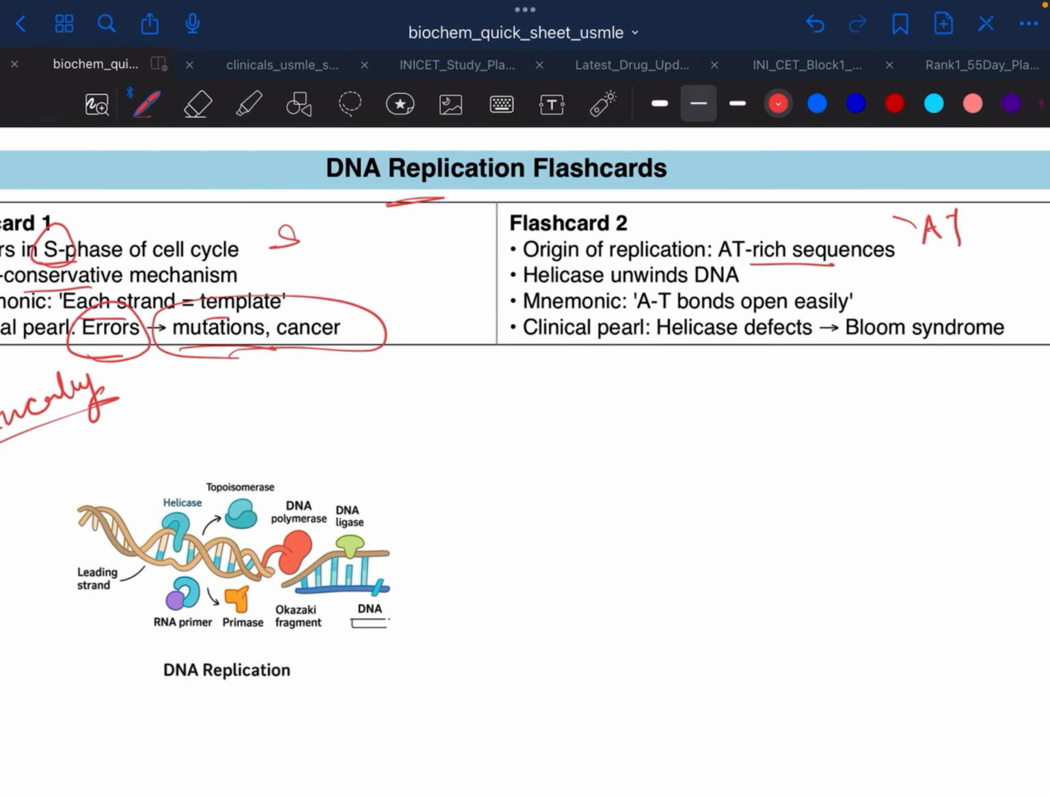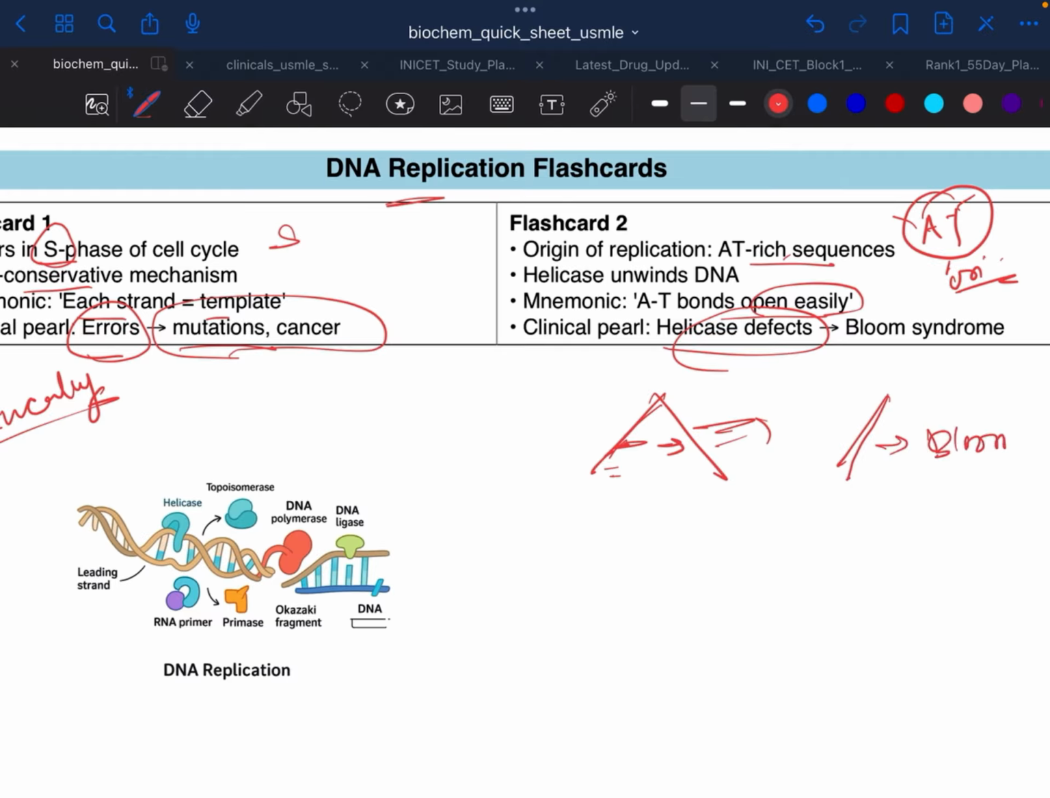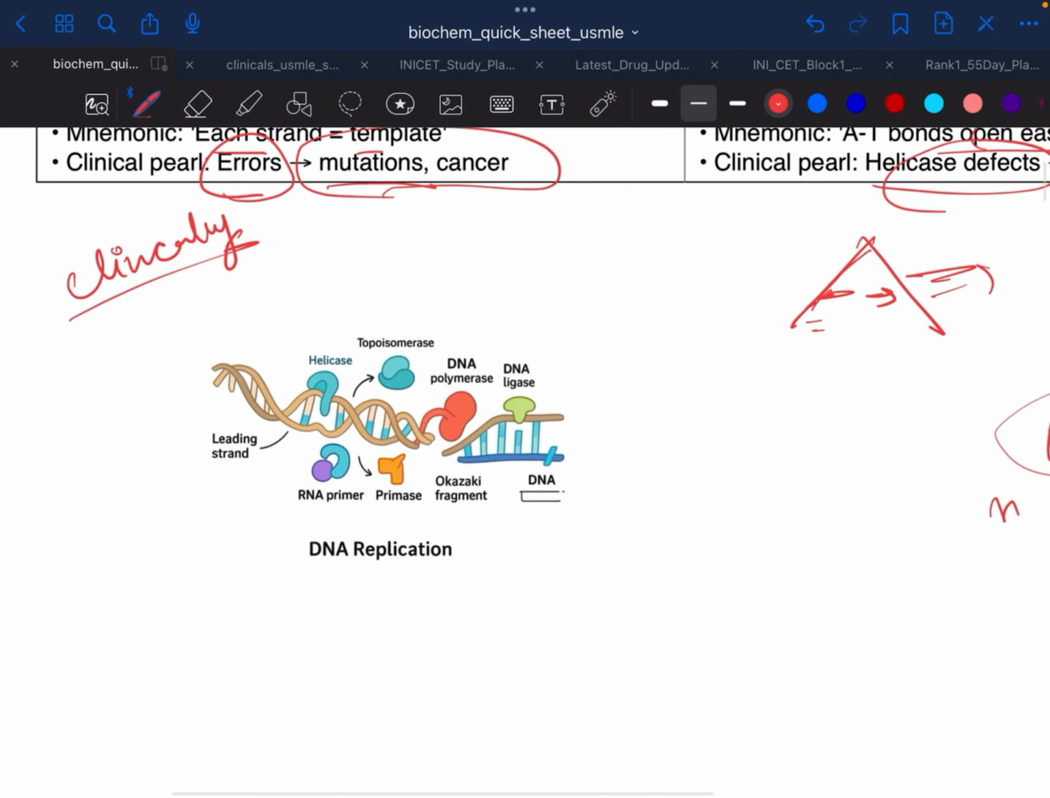Origin is at AT-rich sequences, that is adenine thymine. AT-rich sequences are the origin of replication. Helicase unwinds; it opens the DNA strands for replication. So AT bonds open easily, that's a mnemonic. If there is a helicase defect, the DNA is not going to be opened, and it leads to Bloom syndrome. We also know progeria is also due to this. Bloom syndrome means early, premature aging.